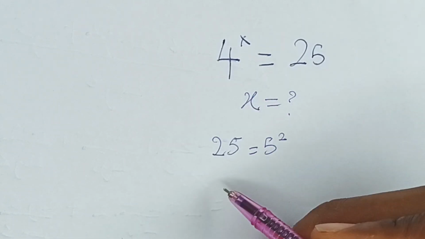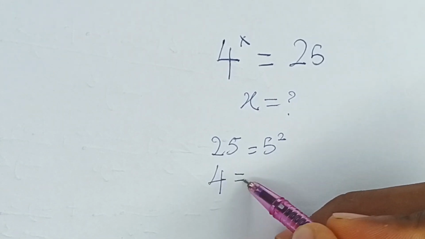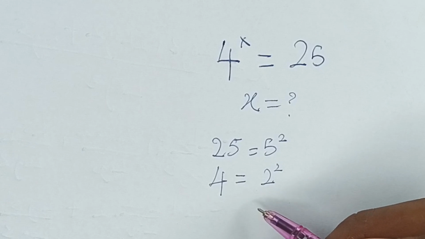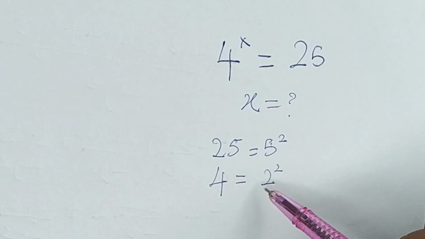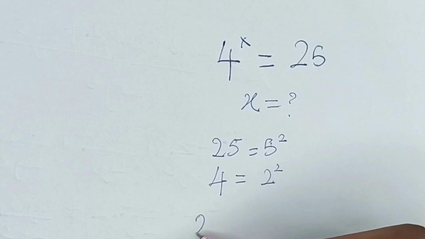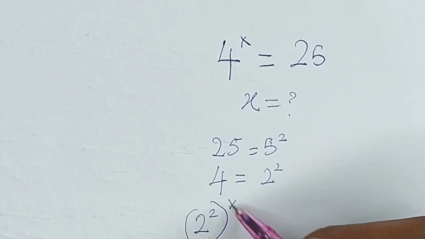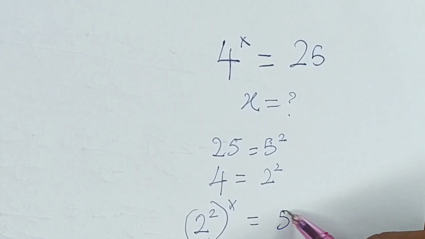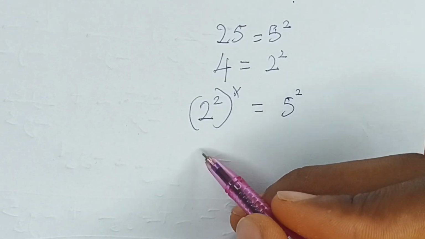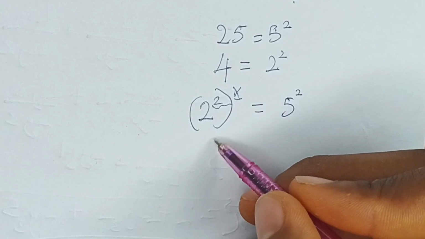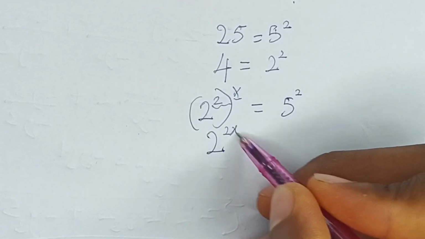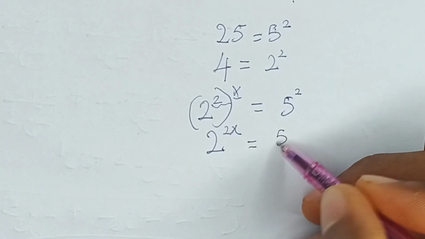Now 4, on the other hand, can be said to be equal to 2 squared. Hence, we can replace 25 and 4 with 5 squared and 2 squared respectively. So we have 2 squared, all raised to the power of x, equal to 5 squared. Moving on from here, when you have something like this, you multiply the powers. So we have 2 raised to the power 2 times x, which is 2x, equal to 5 squared.